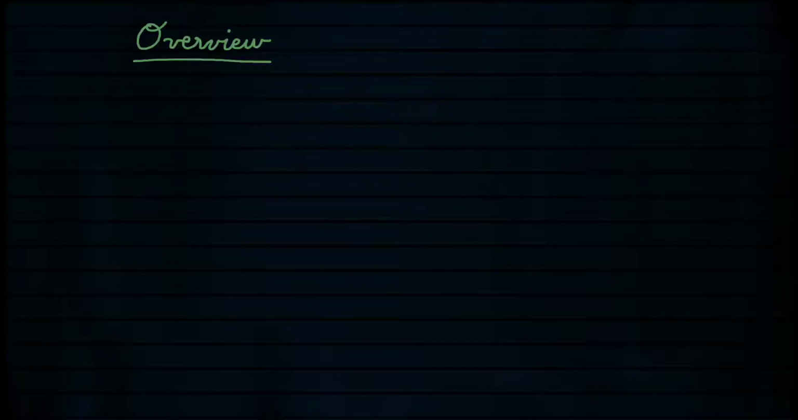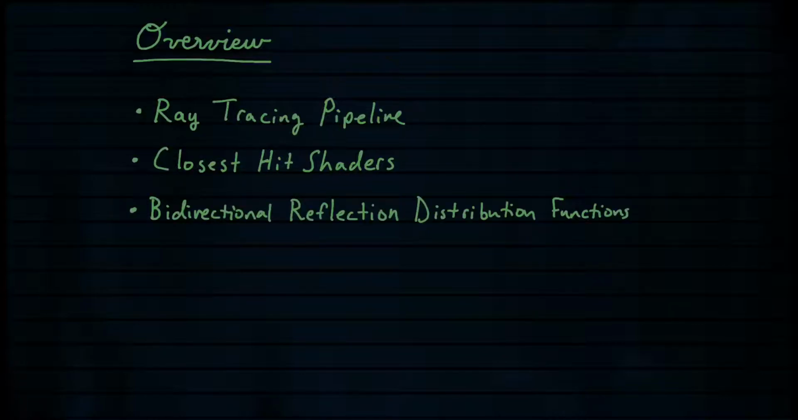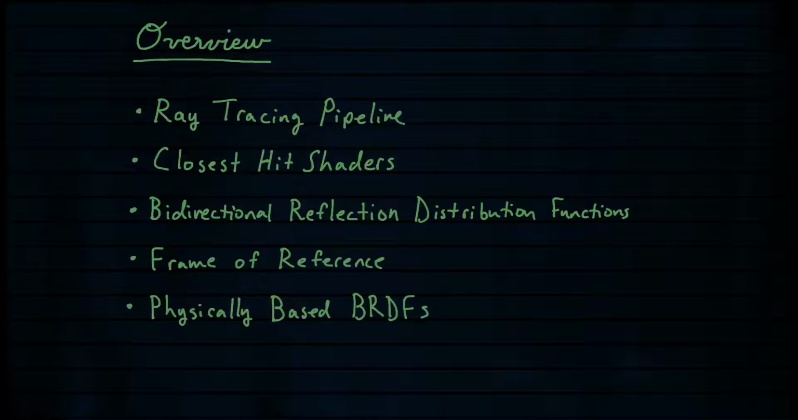Let's go over the topics. First we're going to go over the ray tracing pipeline and review that and see where closest hit shaders fall in the timeline. Next we're going to go over closest hit shaders, talk about what we can do with them. Then we're going to talk about what bidirectional reflectance distribution functions are, talk about the frame of reference, so what are the angles that we're thinking about, and lastly talk about what are some of the rules that physically based BRDFs have to have.